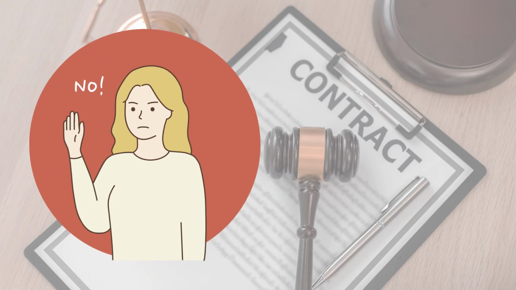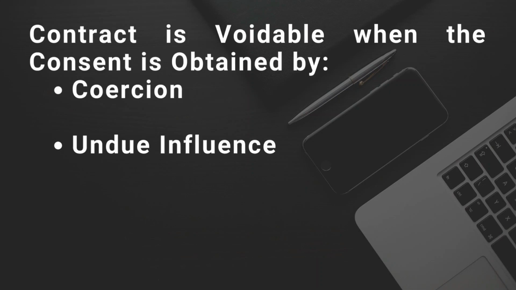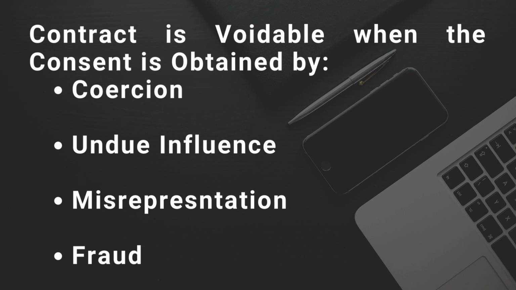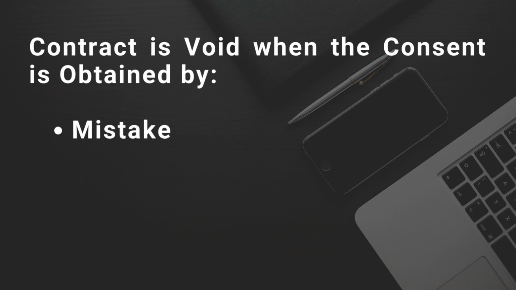While in case of a mistake of the parties, a party can only avoid the contract when there is a bilateral mistake regarding some important facts of the agreement, or the parties are under a mistake of any foreign law. So we have to ensure and establish that a contract is voidable when the consent is obtained by coercion, undue influence, fraud and misrepresentation, whereas in case of a mistake, it is void.